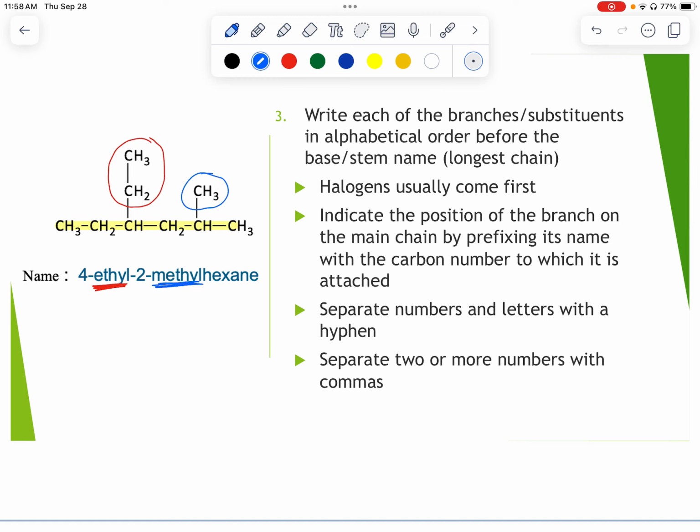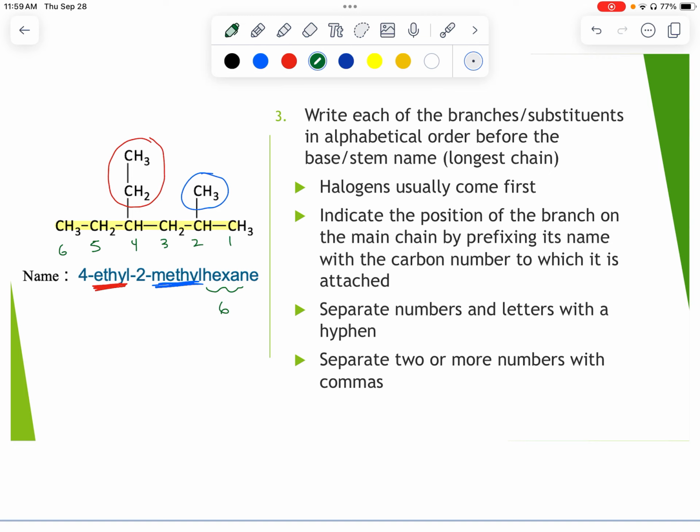So you're going to write them where they are numbered. Remember, we counted 1, 2, there was a branch. Okay, so it's a 4 ethyl, 2 methyl, and this whole thing has 6 carbons. So this whole thing is called a hexane.